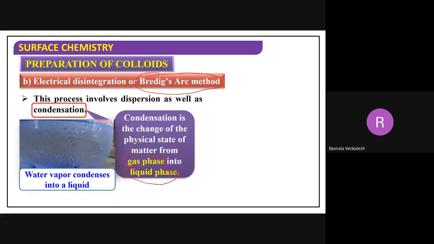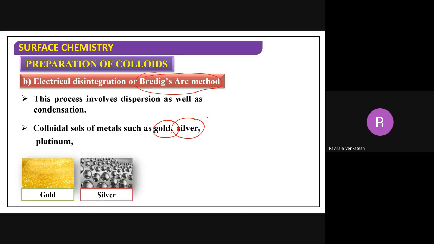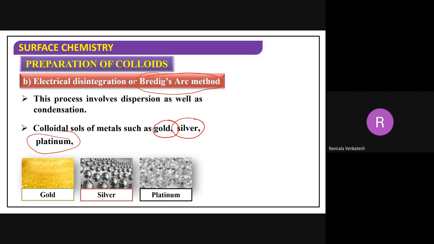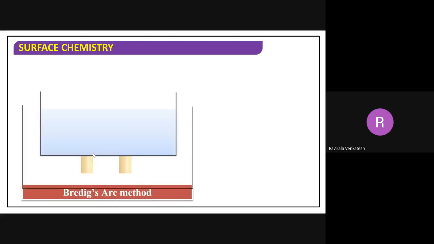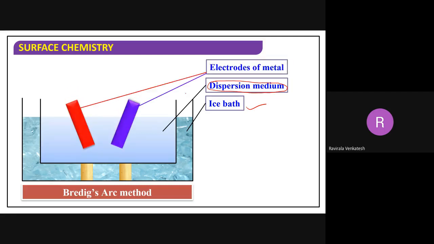Take the dispersion, how it takes place here. Water vapor condensed into liquid is a condensation process. For colloidal sols, we take metals like gold, silver, and platinum. Now let me take the method, how dispersion and condensation happen. I have taken water here as the dispersion medium. This is an ice bath, taken for cooling and condensation. Then these are the electrodes of metal. Whatever metal you are taking, you can take gold or you can take silver.